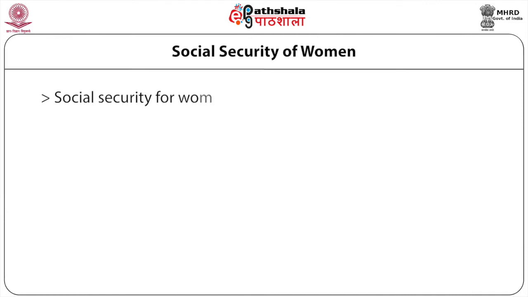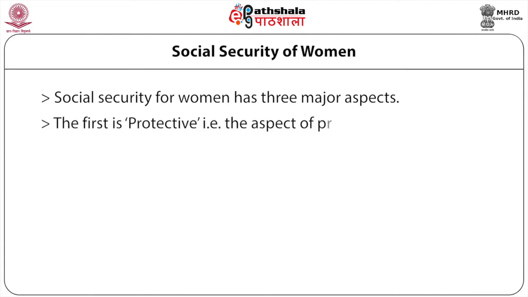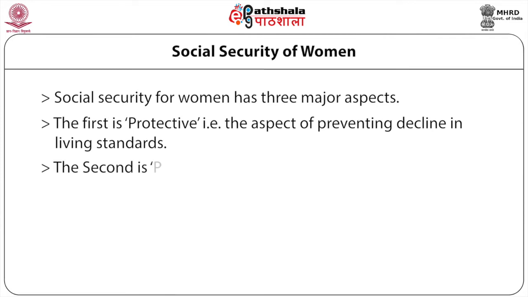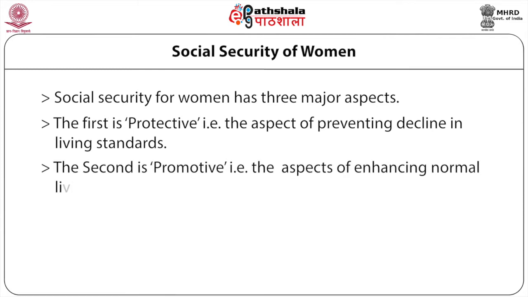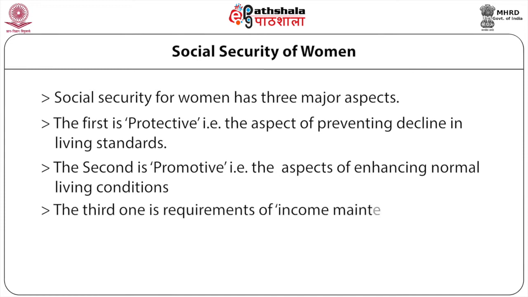When it comes to social security for women, there are three major aspects that we need to take into consideration. The first aspect is protective, which looks after preventing decline in living standards. The second aspect is promotive, enhancing normal living conditions. The third is the requirement of income maintenance or income support. So, if there is retrenchment, unemployment, or a tsunami kind of disaster, you have to see to it that they get an alternate source of income.